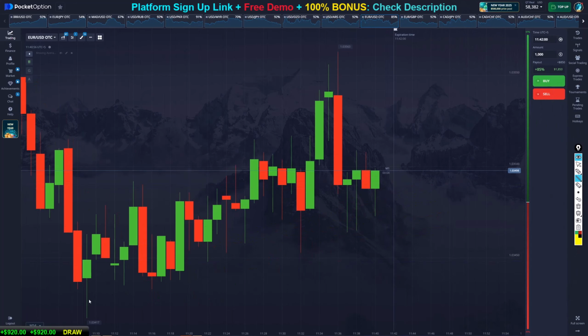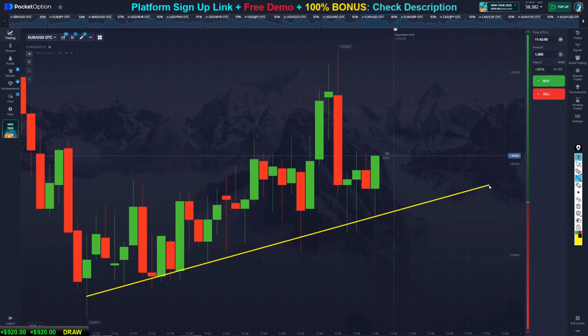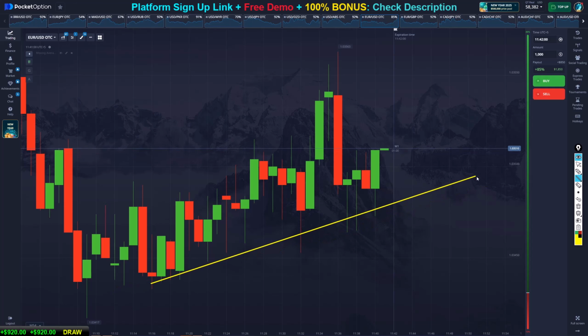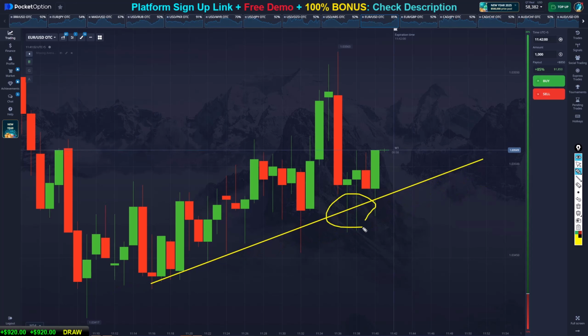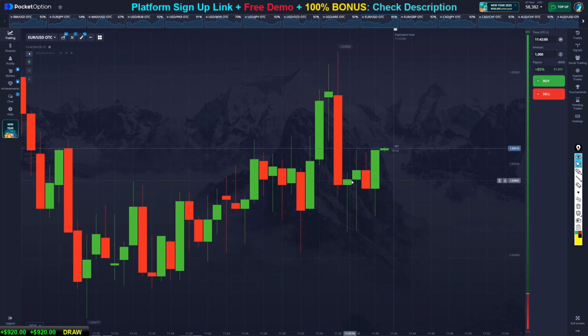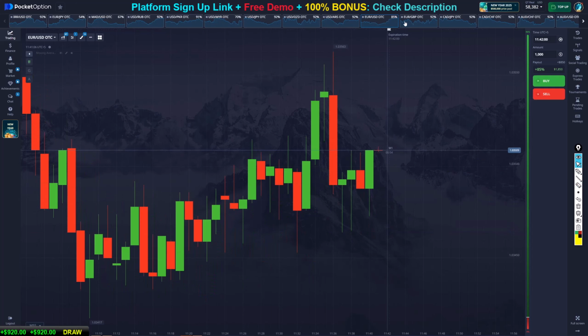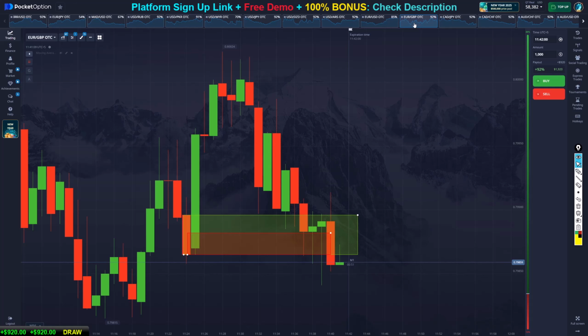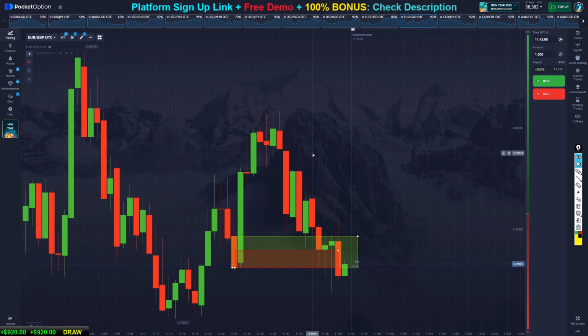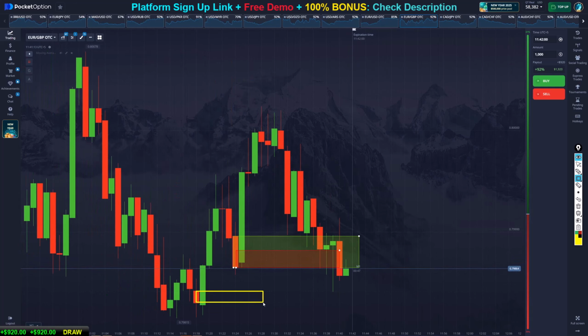This was nice. Oh my god, this was beautiful. There were so many entries down here which we didn't take. We are struggling to find entries. There's another demand area down here. Hopefully there's an entry inside of it.